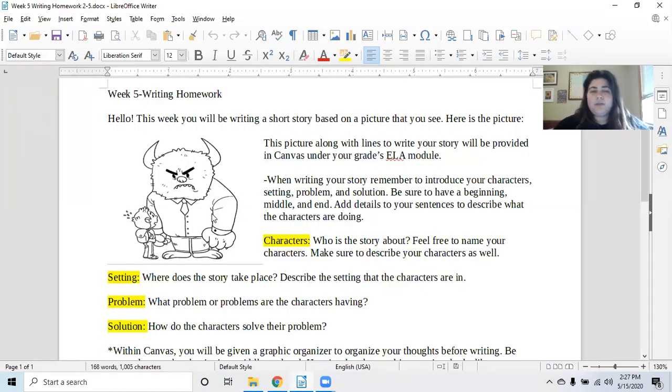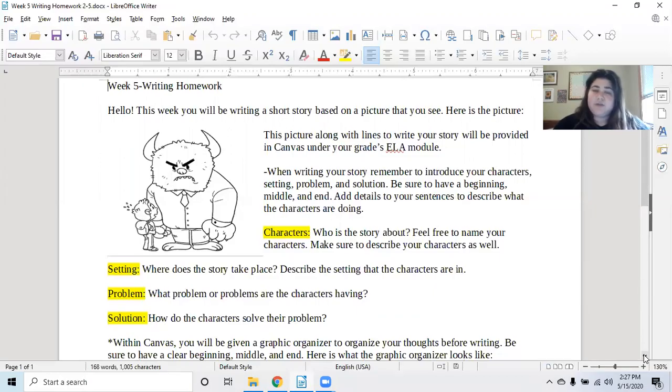Okay, so what I want you to do is I want you to introduce your characters, your setting, your problem, and your solution. So you have your characters, who the story is about. And then you need to describe your characters. Is it the little boy? Is it the monster? What is the little boy feeling? What's his personality like? And then look at the monster. Obviously, he's in a nice shirt and a tie. Why is he in a tie and a nice shirt? Okay, why is he in business clothes?